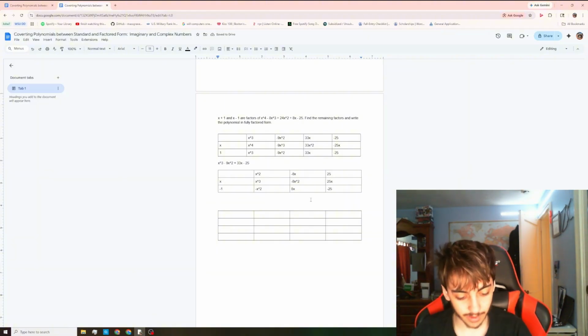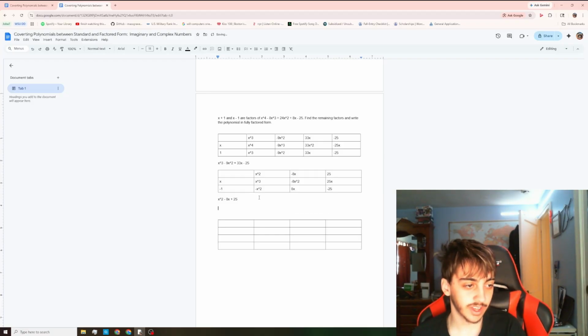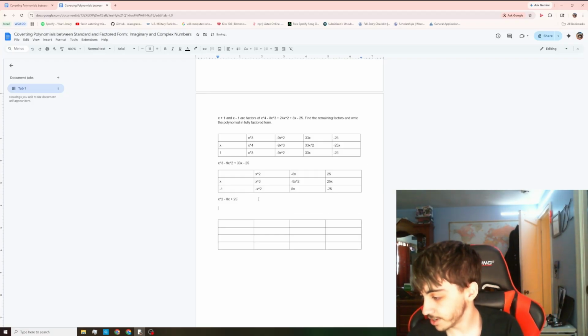So then down here, I'm going to add them up for you guys. We got x cubed minus 9x squared plus 33x minus 25. That worked out. Alright, so up top we got x squared minus 8x plus 25. And this is a quadratic, so we're going to use the quadratic formula, guys. I know you guys hate it, but we're going to do it.